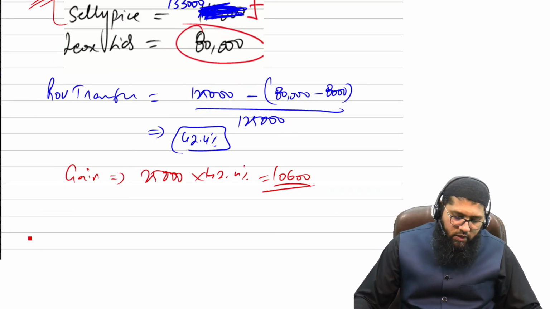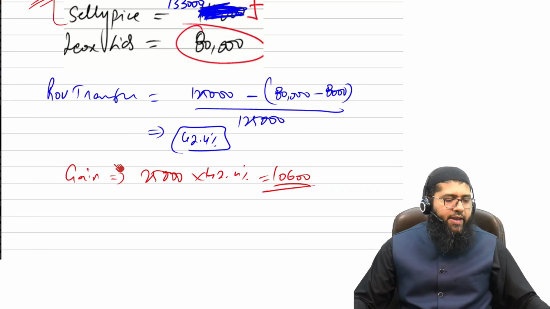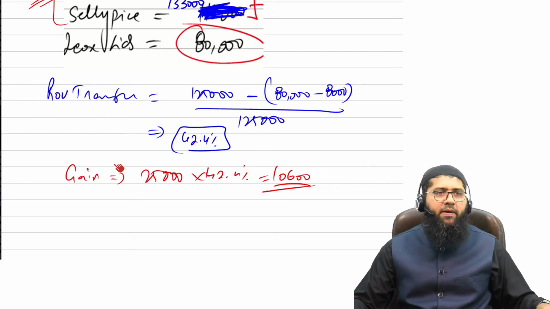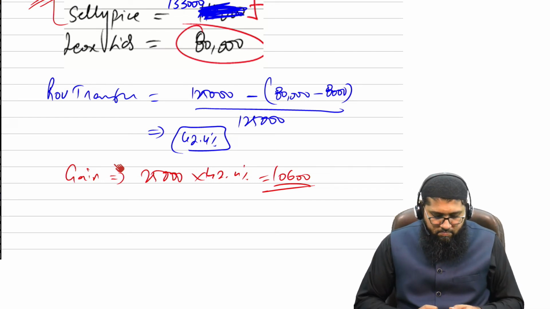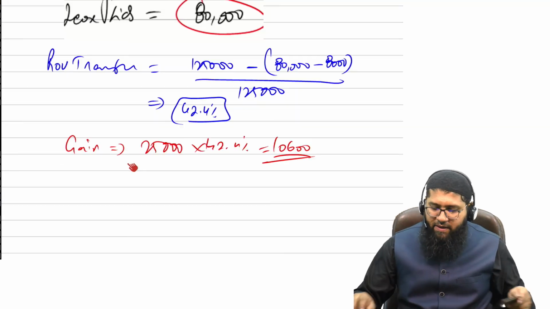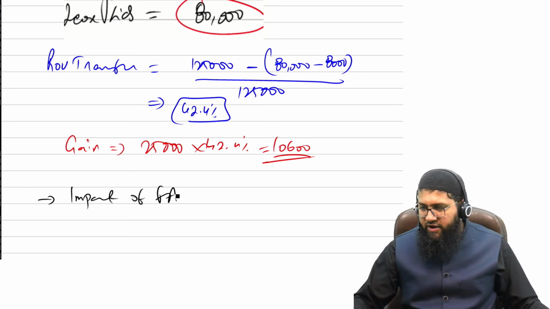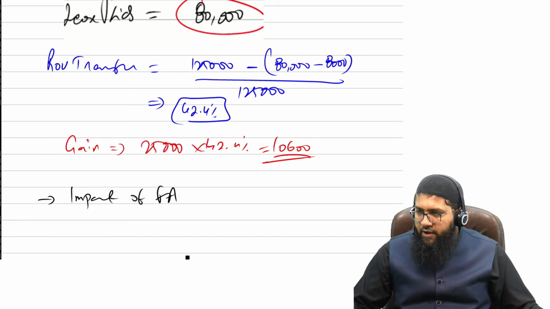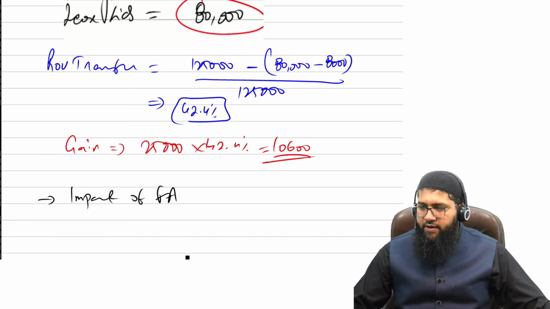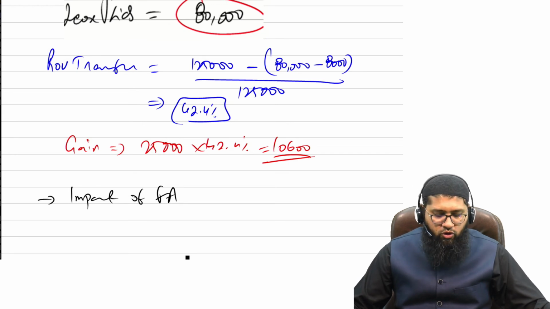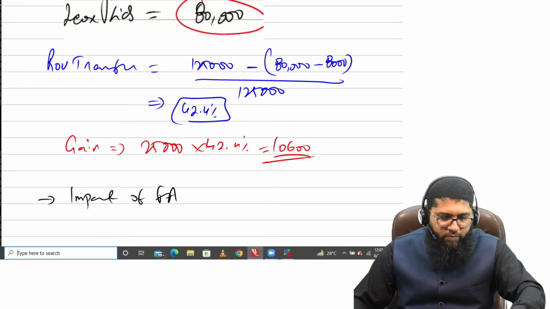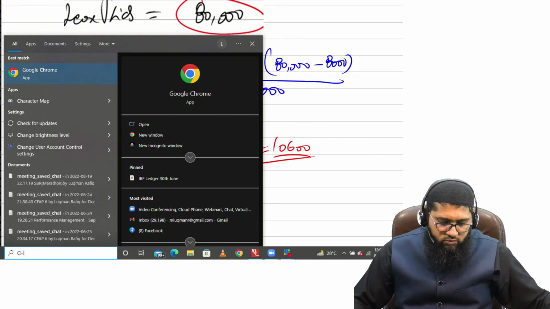Now you had one more query about the impairment. Is it the impairment of financial asset or the normal impairment? For the impairment of financial asset, I've already recorded a video, so I'm going to share that with you. You don't have to worry about it because it's already available. In case you want to see, I can just show you also. Chrome, where's the Chrome here?